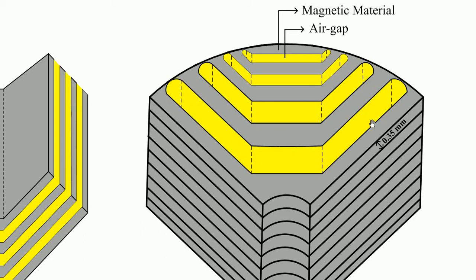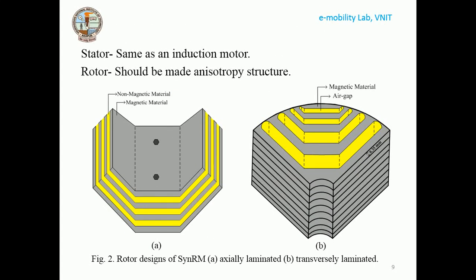So in the air gap, the flux lines of course will not flow. The flux density will be very low in the air gap. So how should you decide how many barriers you should have per pole? This is a per pole structure. Here I have shown four barriers. So how to decide how many barriers you should have?